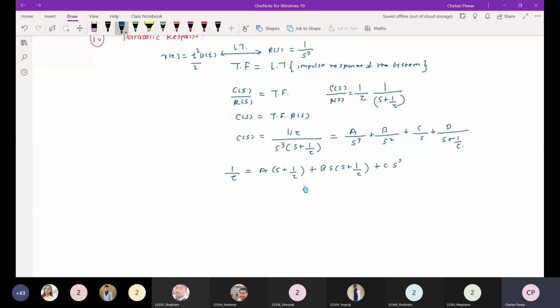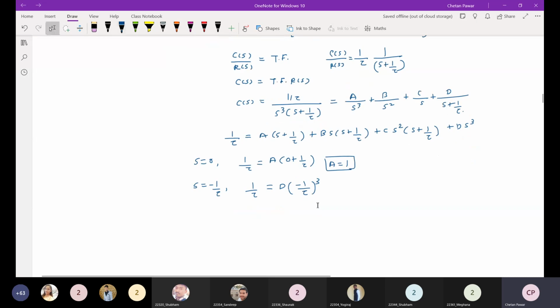C into s square into s plus 1 by tau is t into s cube. So first put s is equal to 0, so that will be 1 by tau A into 0 plus 1 by tau, so that will be 1, right? A will be 1. Then s is equal to minus 1 by tau, so that will be 1 by tau D into minus 1 by tau cube, right? So what will be the D then? Minus tau square.